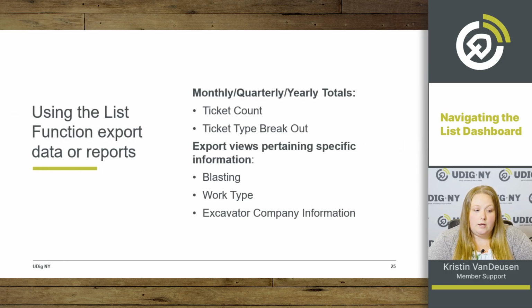The list screen also allows you to export data and gather data for reports. Here are some examples of data you can get from using the list view. Total ticket count for the day, week, month, quarterly, year. Ticket type breakout, get the ticket type totals: regular, emergency, short notice, meet, design, safety notification, and demolition. Plan your workload and export it for each of your locators. And identify excavators doing work in your service area coverage.